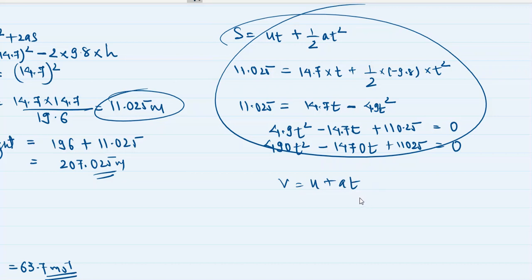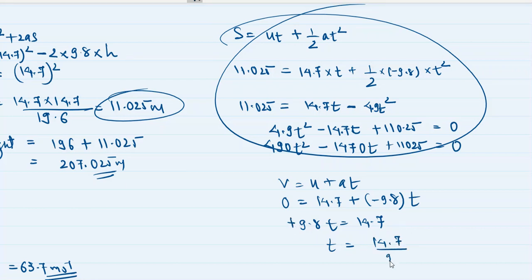Just now I figured that if we take the final velocity at the maximum height to be 0, and u, that is 14.7, and g, that is minus 9.8, this is easier. So minus 9.8 times t is equal to 14.7, and if the final velocity is 0, then we can get time as 14.7 divided by 9.8, so 147 by 98, which is approximately 1.5 seconds.